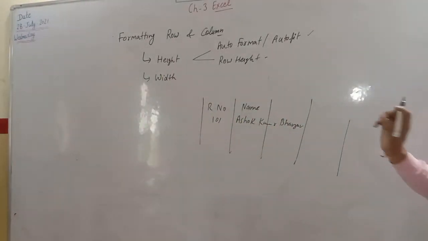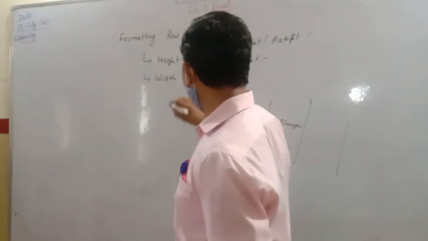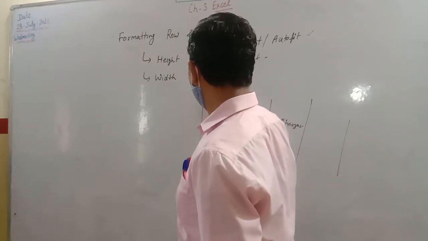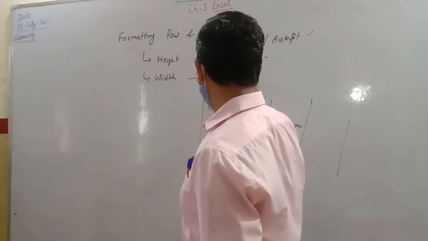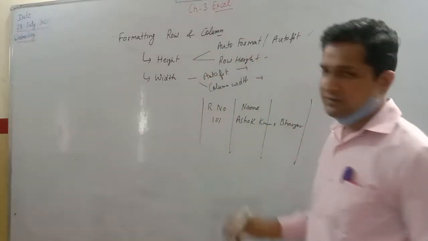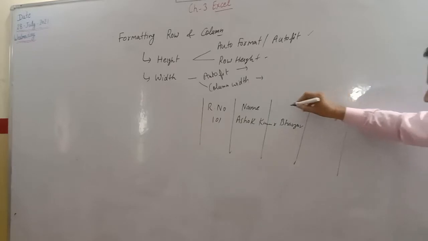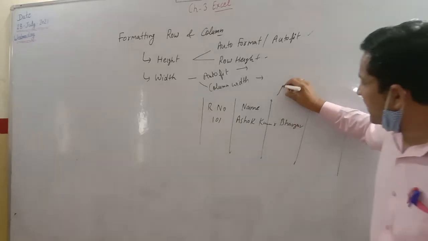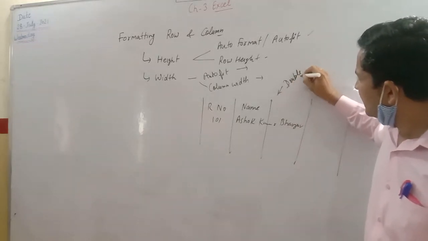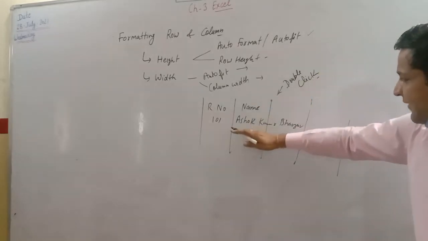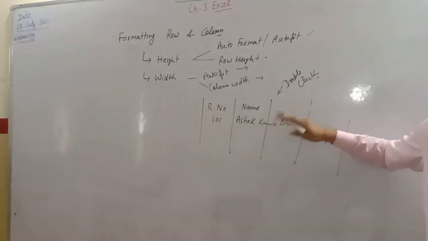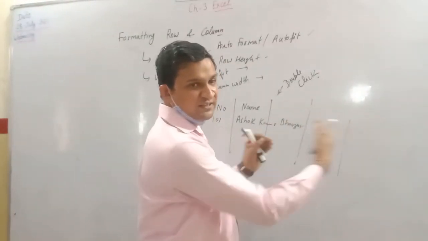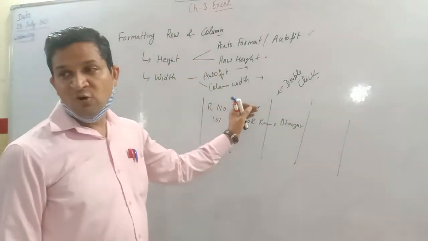How to adjust the width? Width can be adjusted by two methods. One is the auto fit option. Second is column width. What is the difference between auto fit and column width? For auto fit, if you want to adjust this cell width, just bring your cursor to the edge of this cell and double click. It will fit the width according to the data. It will extend the cell width according to the maximum width of the data.